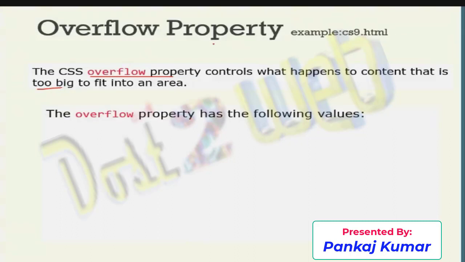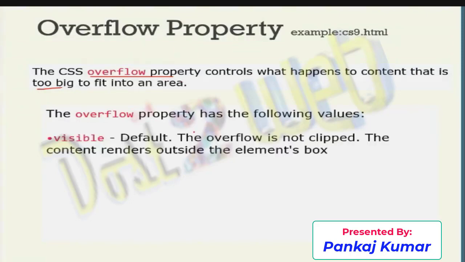This overflow property will follow certain rules. Values will be there and certain rules also. The first value is visible. That means how much of the element you want visible. By default, when you use this visible property, the overflow will not be clipped. That means the entire area will appear.